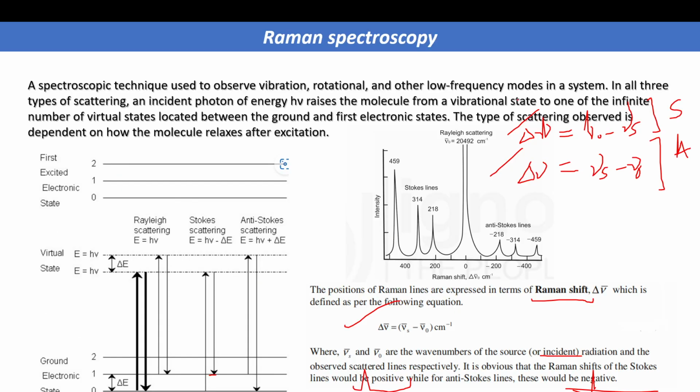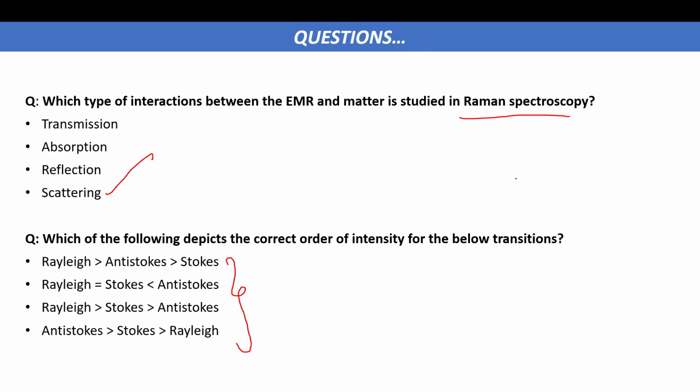See, in the previous slide we just discussed the high intensity is your Rayleigh scattering. The one to the left of the Rayleigh scattering, having lower wave number, is your Stokes line, and the one to the right of the Rayleigh scattering, at higher wave number, is the anti-Stokes line. So we know Rayleigh is the highest one. So options B and D will be eliminated. So after these two, Stokes and anti-Stokes, which will be higher? So it will be Rayleigh, Stokes, and then anti-Stokes.